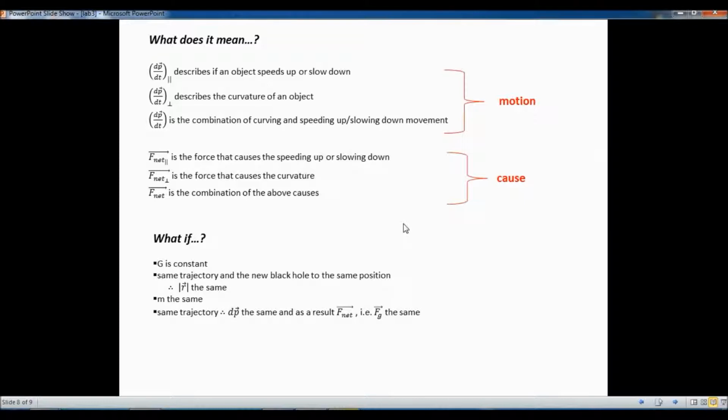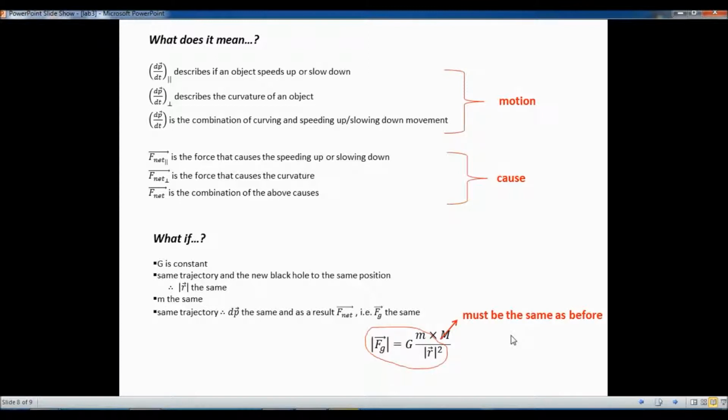What if, let's assume that we move our black hole and in the same position is placed another one with unknown mass. This is the only change. So G is constant, same trajectory, and the new black hole is in the same position, therefore r is the same. The mass of the star is the same, m the same. Same trajectory, same motion, therefore dP the same, and as a result F net the same. That means Fg the same. So from the equation for the gravitational force, all these parameters are the same. So M must be the same.